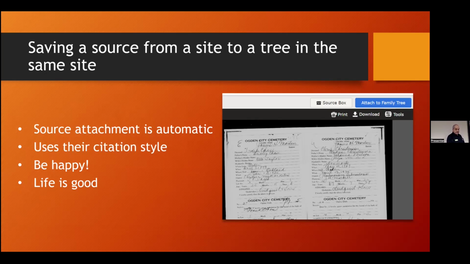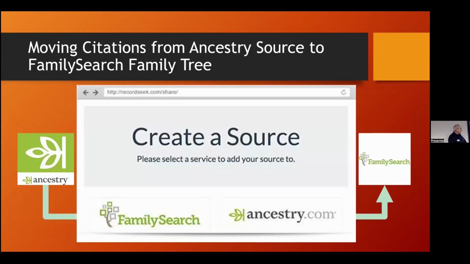The problems come when you're trying to move something you found in Ancestry to Family Search. It requires the use of a third-party program. And the third-party program is called RecordSeek. And for moving stuff from Ancestry to Family Search, it is a wonder. It works great. And it's not just Ancestry, it's anything that Ancestry owns, like newspapers.com. Works great.